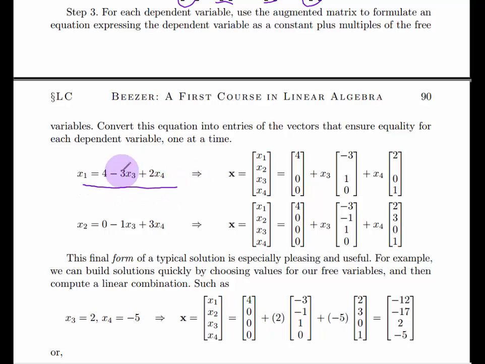You solve for x1, and then you can rewrite this as the first component in this vector equality. Do the same thing for x2. x2 can be written as a linear combination of x3 and x4. We rewrite this as the second component of a vector equality. Okay? And this is a very nice solution form that's going to be very useful for us.